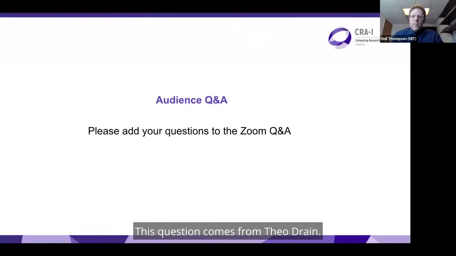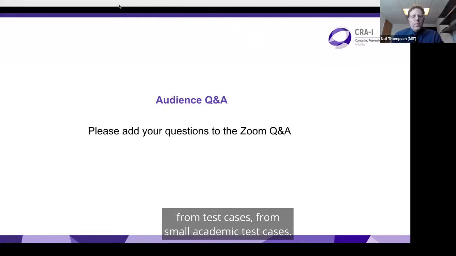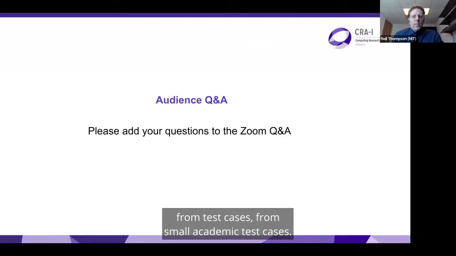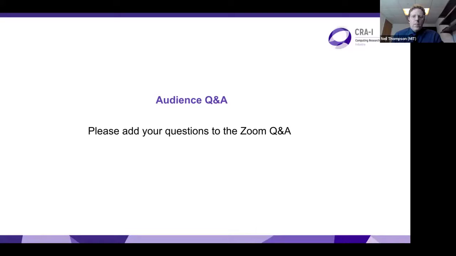This question comes from Theo Drain. I've seen students lacking real-world industrial benchmarks using GenAI to generate a large number of test cases from small academic test cases. This ease of creation is causing a serious quantity over quality concern and risks model collapse. Are you seeing any best practices around this? And I don't know, maybe Travis or Vijay, if you want to jump in here.